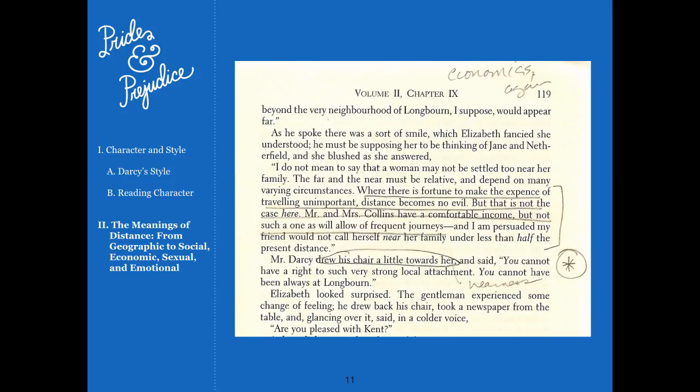At this point, Darcy drew his chair a little towards her. He wants to be on more intimate terms, lessening the social and psychological distance between himself and Elizabeth. As he does so, he makes a loaded observation. "You cannot have a right to such very strong local attachment," he says. "You cannot always have been at Longbourn." Well, why not?